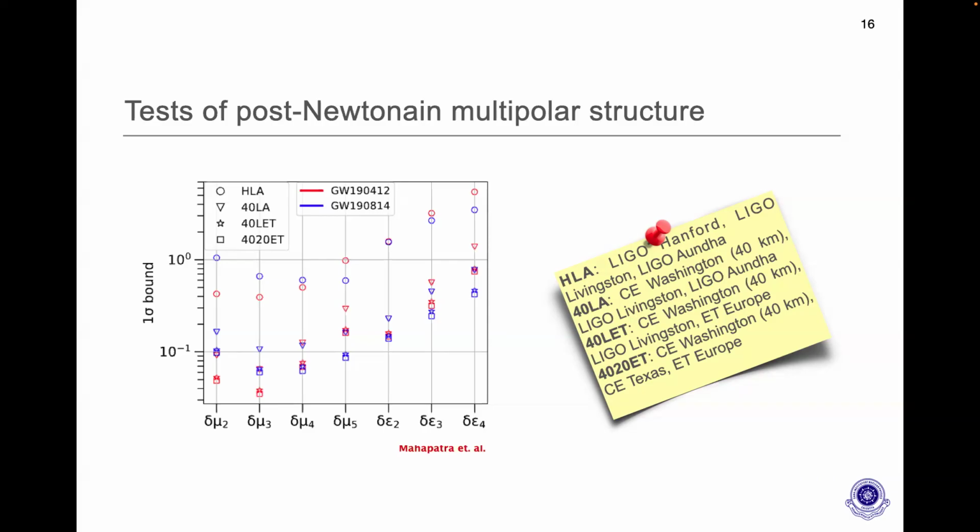So LIGO Aundha, you mean the Indian? Indian, LIGO India. Like Hanford, Livingston, and then there's LIGO Aundha.